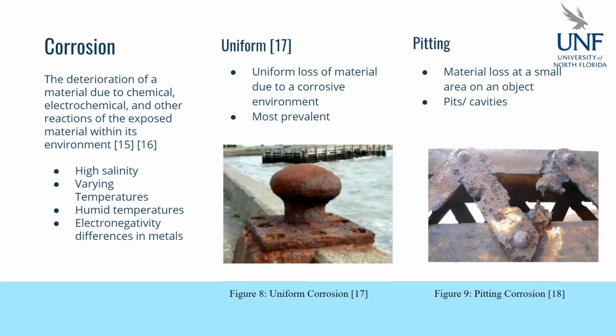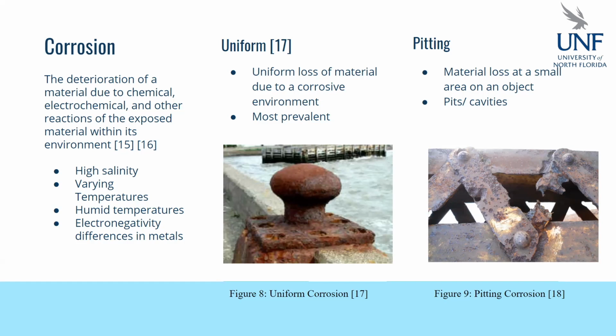The next factor that impacts the device's design is corrosion. Since WECs are submerged in the ocean's waters, corrosion of material naturally occurs. Corrosion is defined as the deterioration of material due to chemical, electrochemical, and other reactions of exposed material in its environment. High salinity, varying temperatures, and humid environment from the seawater exposure are some factors that create a catalyst for corrosion to occur. Two types of corrosion that we'll be looking at is uniform corrosion and pitting corrosion.